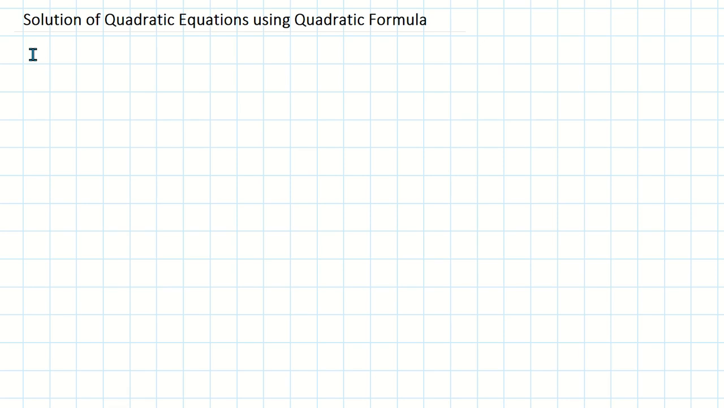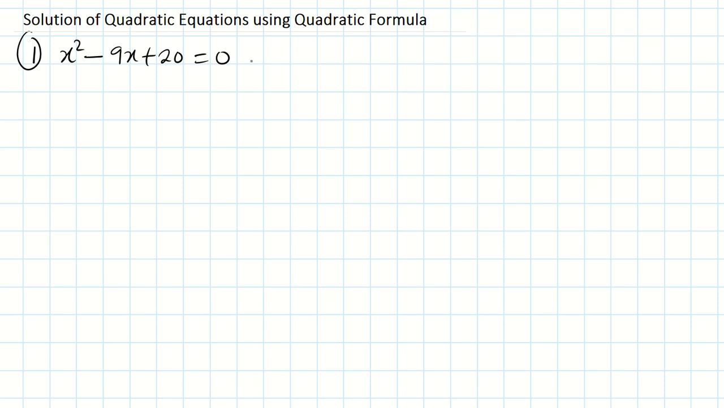Today we want to solve some quadratic equations using the quadratic formula. First, we start with 1x squared minus 9x plus 20 is equal to 0. Now, how do we solve this equation?